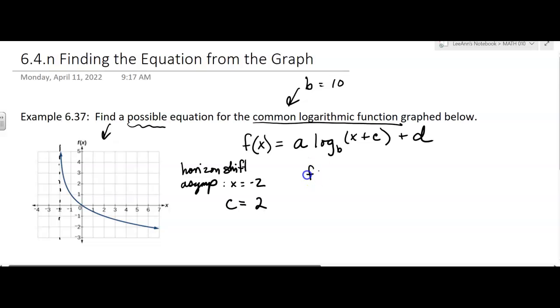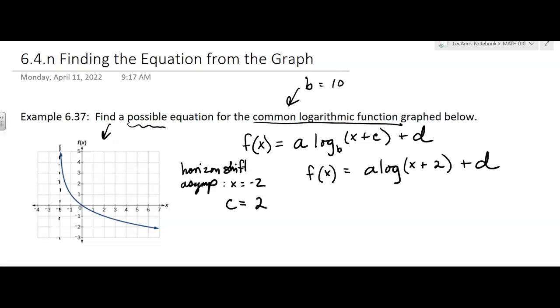We'll fill that in. Now, because it's a common log, I know the base is 10. Forgot to mention that. So b is 10, so I can just write log x plus 2 plus d. So we know b because it was a common log. We know c based on the vertical asymptote. And now we just need to find a and d. So we're looking for two variables.